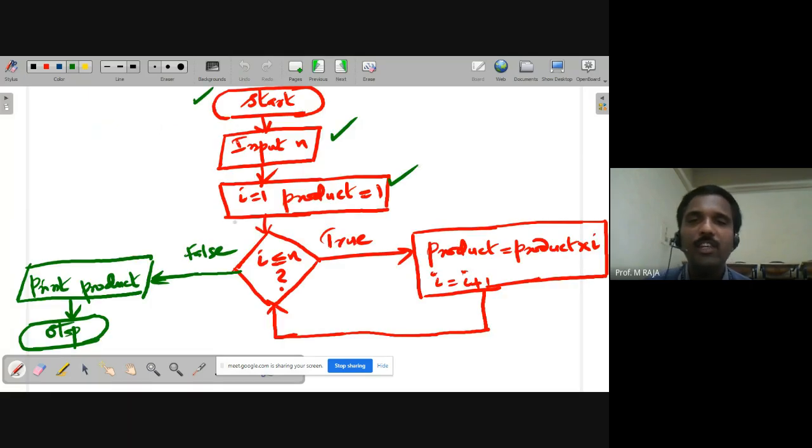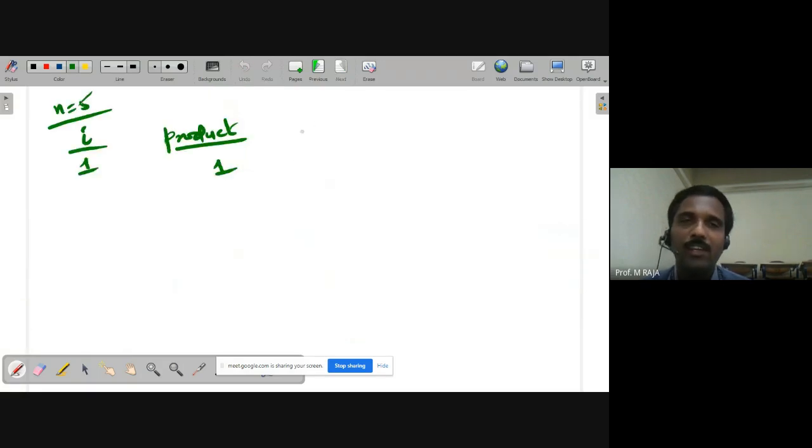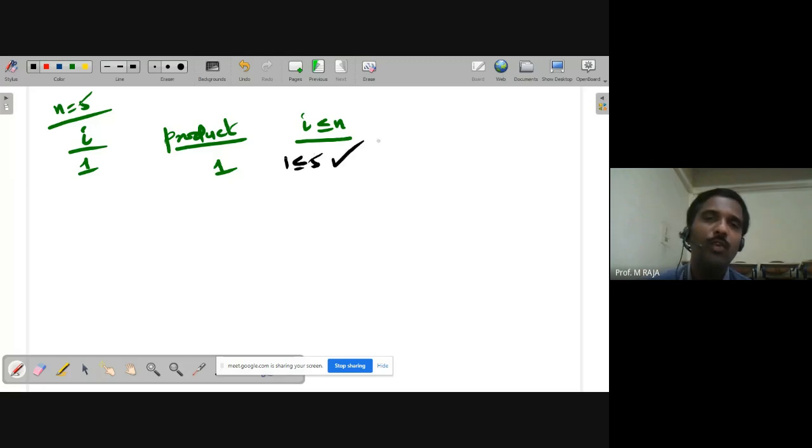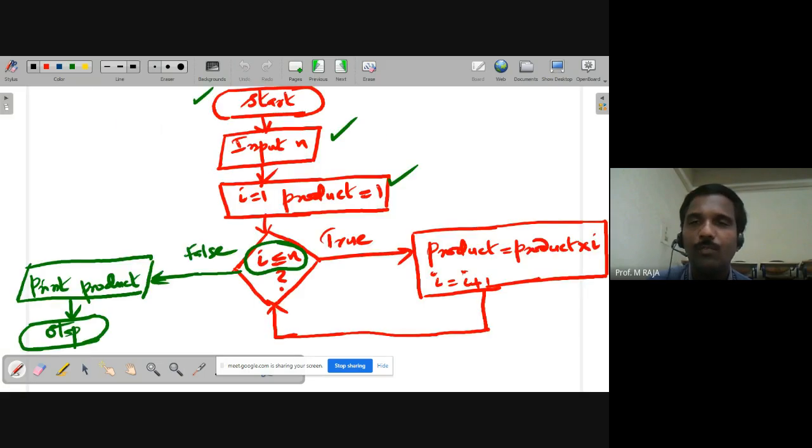Then checking the condition if I less than or equal to n is true. This is the conditional test. So I write here I less than or equal to n. What is current I? Current I is 1, 1 less than or equal to 5. Condition is true. I put a tick mark to show the condition is true.